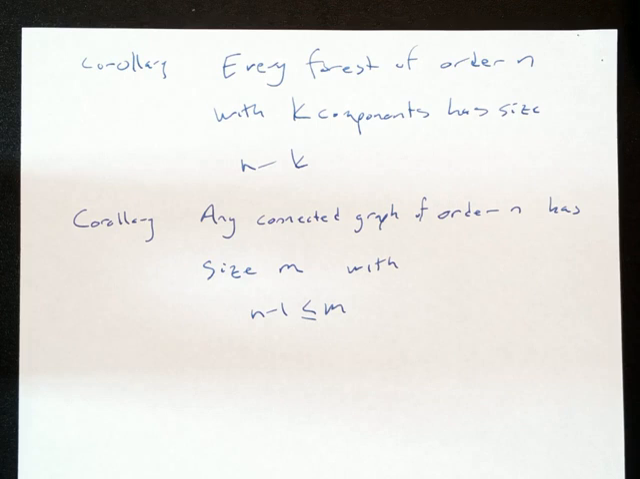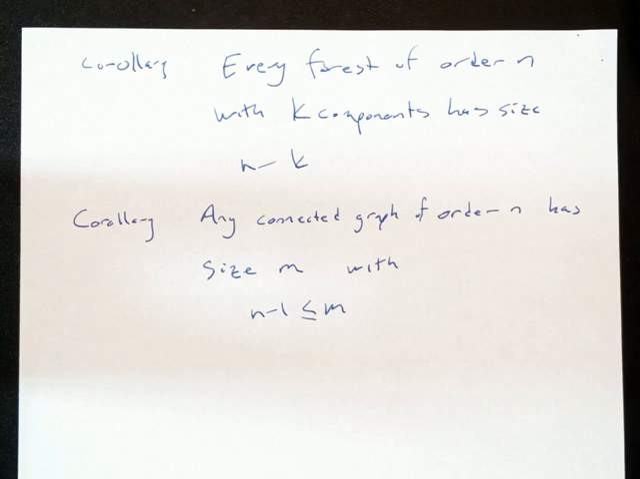But in a simple graph, at most, every pair of vertices gets an edge, right? That's our complete graph, Kn. It would have all the possible edges you could put in.